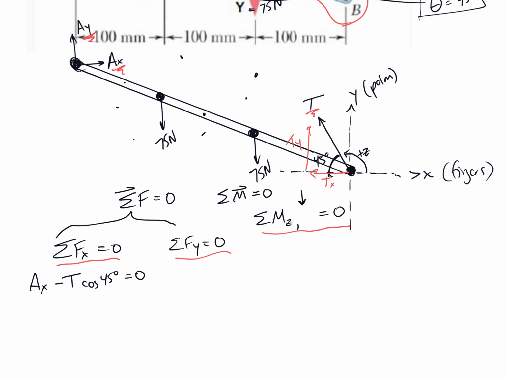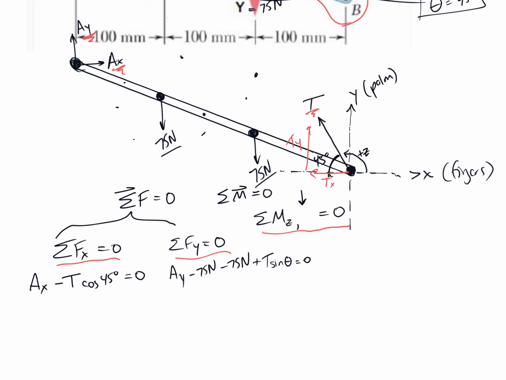Okay, sum of forces in Y. Well, I've got AY going upwards, so it's positive. I've got 75 going down. Okay, that's this 75, and then this 75 is also going down. And then I've got the Ty going up. So I'm going to go ahead and add T sine theta equals 0. Okay, notice this equation also has two unknowns, AY and T, so we can't solve this one either. Combined, these two have three unknowns, and we can't solve three unknowns with two equations, right?